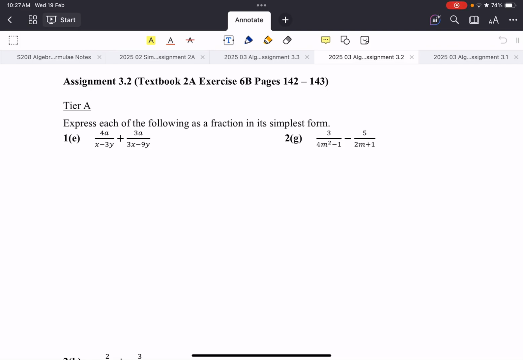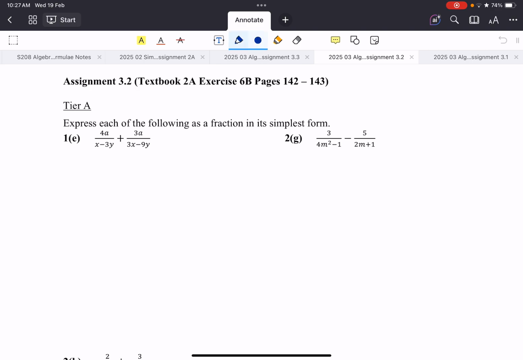So to follow up on what we did previously, instead of looking at multiplication or division of algebraic fractions, we are now looking at addition and subtraction. The key idea is that when we have addition and subtraction of fractions, we try our best to make the denominator common. That will simplify things a lot. So let's take a look at these examples.